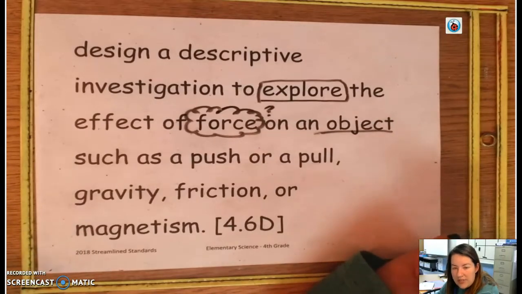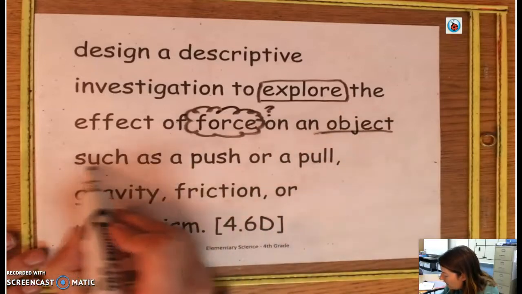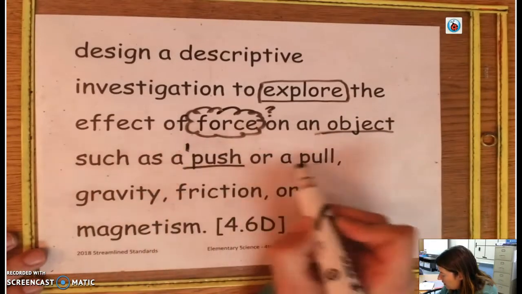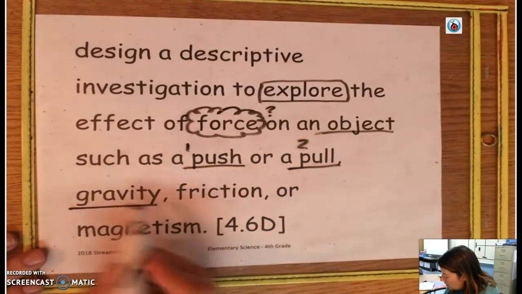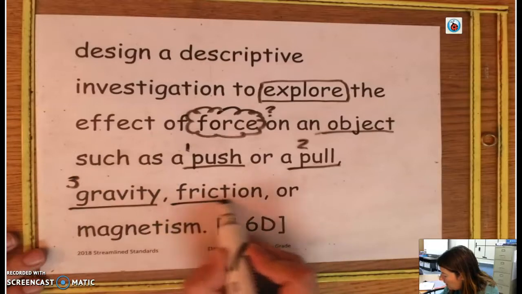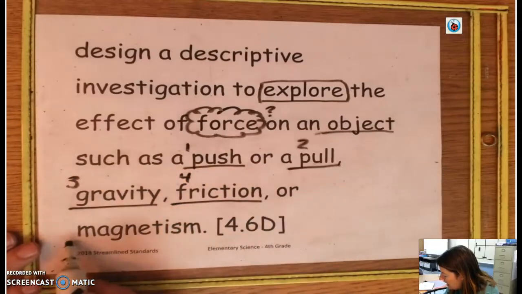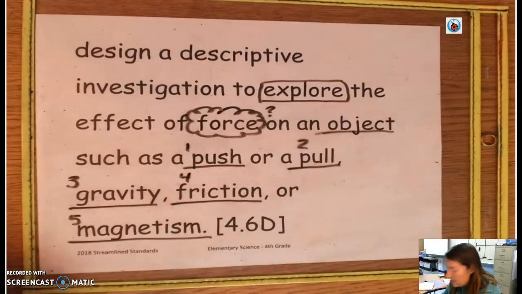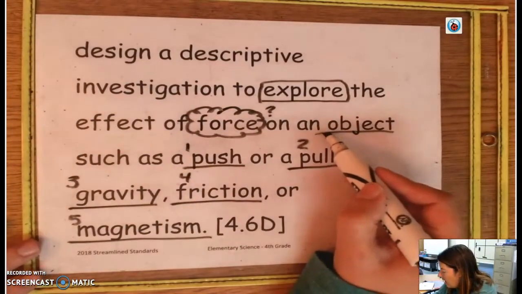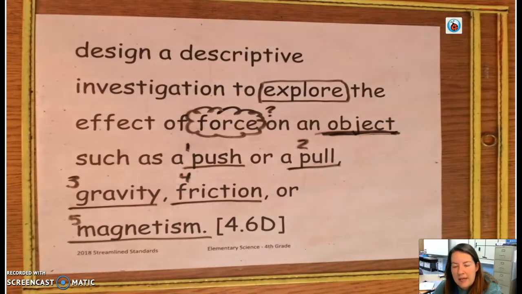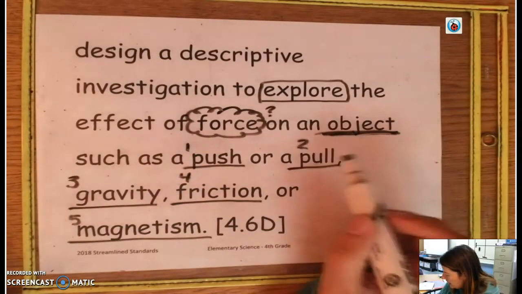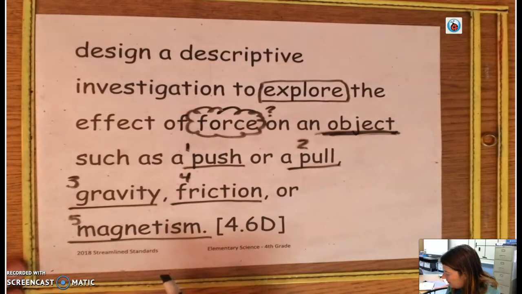So the different forces we're going to study in 4th grade are a push is one, a pull is a second. Another force is gravity. We have friction. And lastly, we have magnetism. So we're going to study 5 different forces and see how they affect objects. Now to do that, we'll be doing different things. So let's start talking about a couple of these different forces.